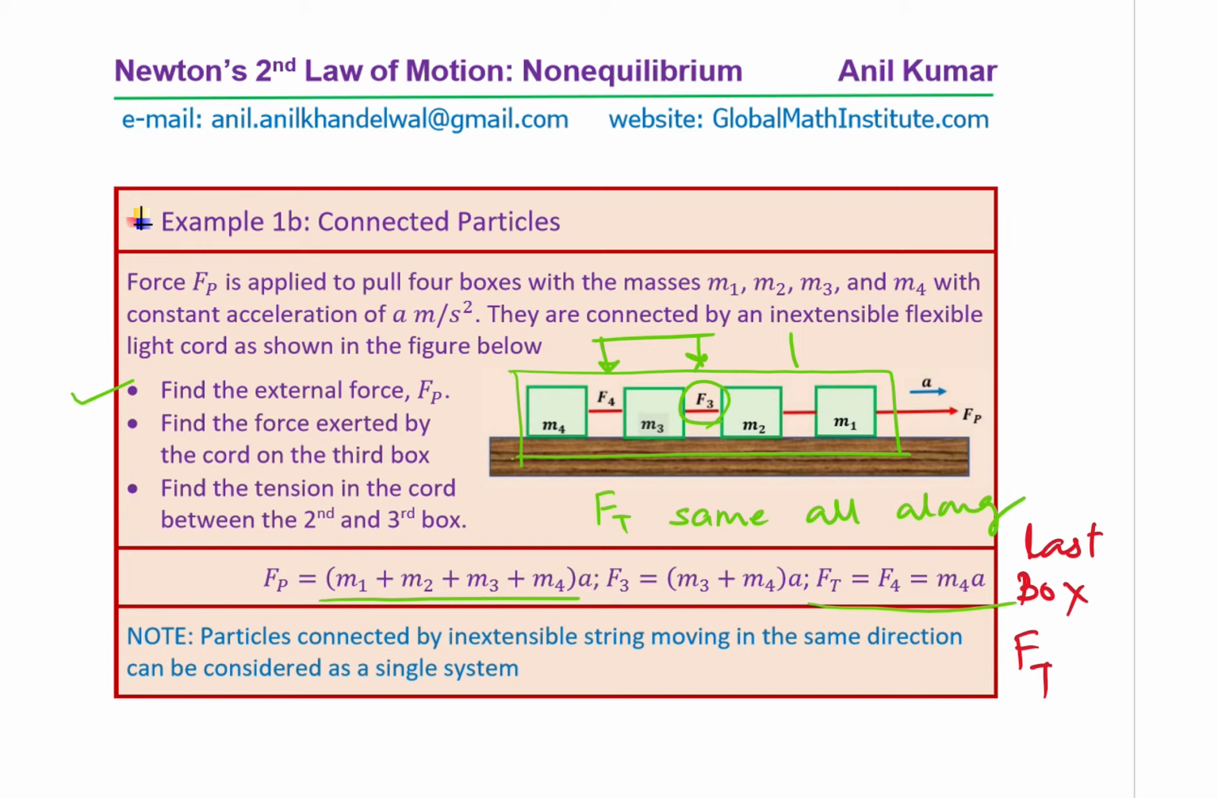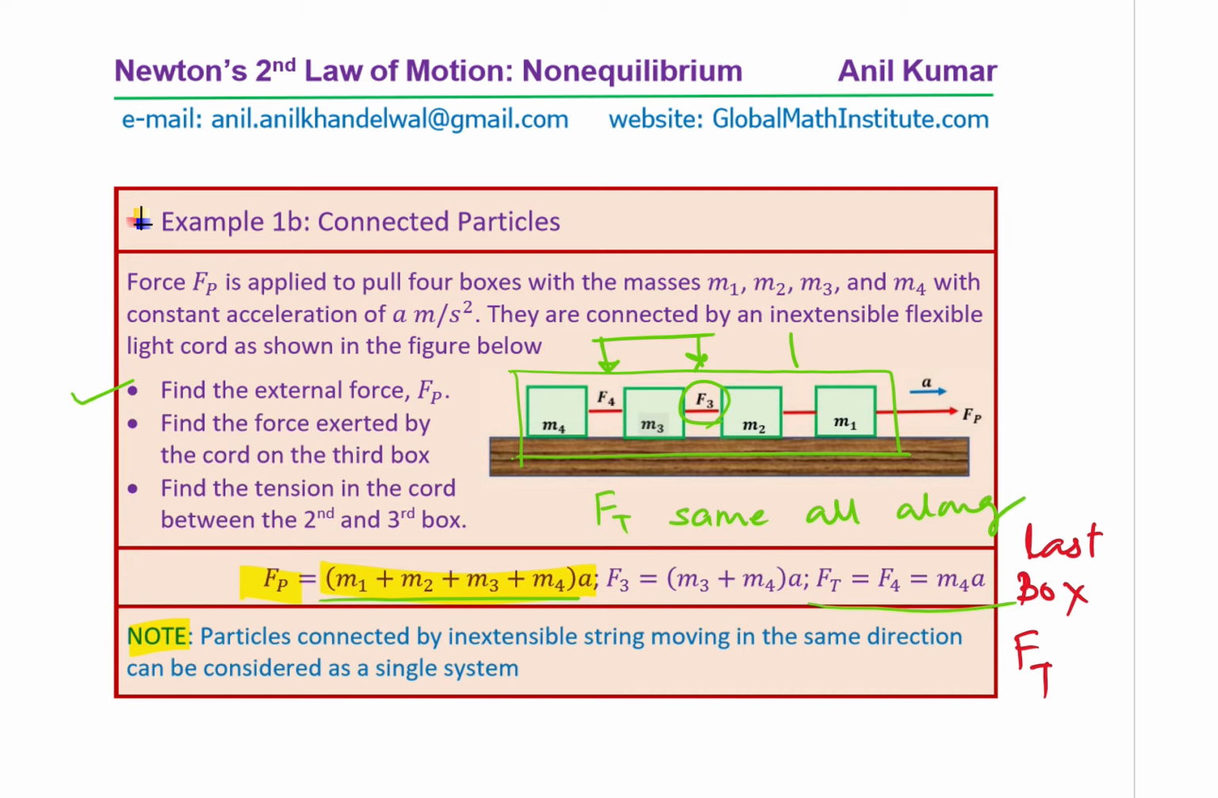So note, particles connected by an inextensible string moving in the same direction can be considered a single system, and that is absolutely clear from what we have done, correct? So that is what we're trying to say. I hope it makes sense now. So any question where many masses are connected along the same horizontal plane with a cord or string, you could solve the questions very easily as we have done here.